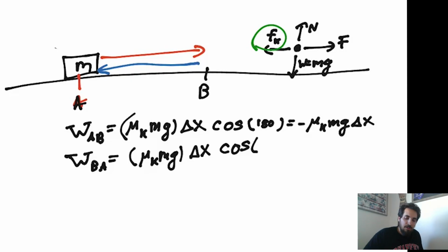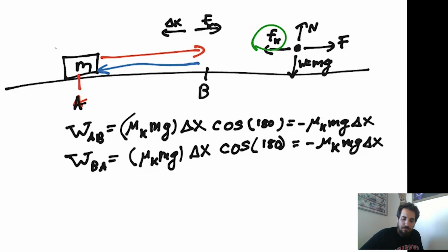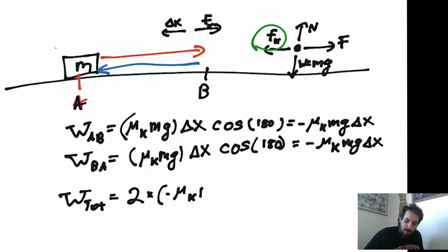And upon the return trip, the force is going to resist our motion, backwards, and our displacement, delta x, and that is the kinetic friction force specifically. And the displacement delta x is going to be to the left, meaning we still have cosine of 180. So negative mu of k mg delta x. So if we want to know the total work done in this closed path, the total work done is going to be 2 times negative mu of k mg times delta x.